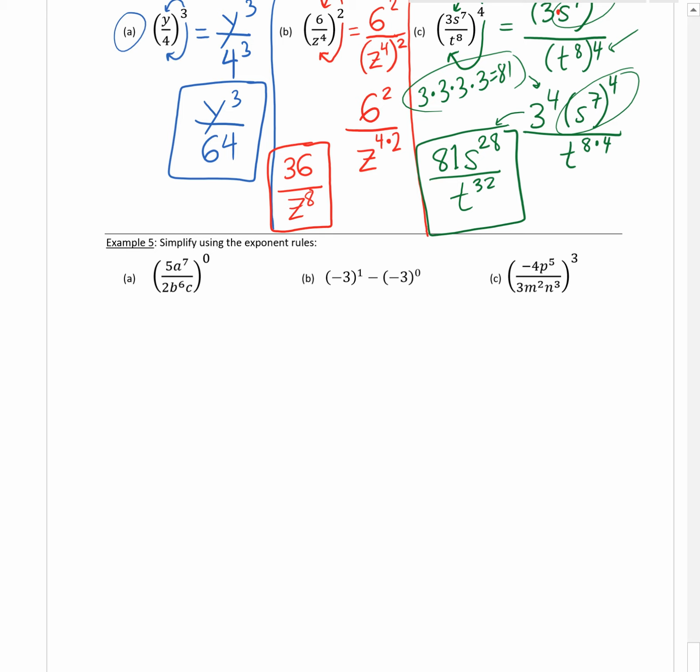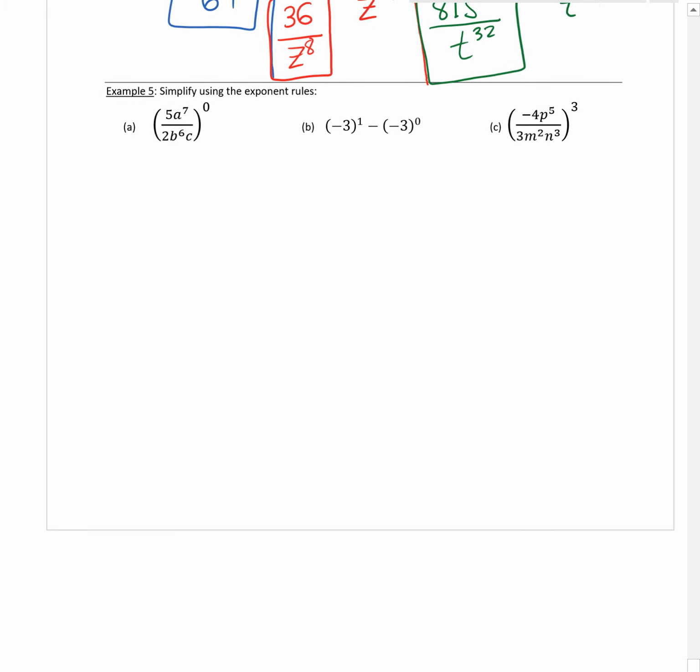Now these last examples are a hodgepodge, a random mix of all the rules together. So these are the more interesting ones. You have to determine which exponent rules to use when. So might as well start with part A. Oh, this one's kind of misleading. Notice it's this big old fraction. It's 5a to the 7th all over 2b to the 6th c. So I'm like, oh, that looks really complicated. I don't want to do anything with this.